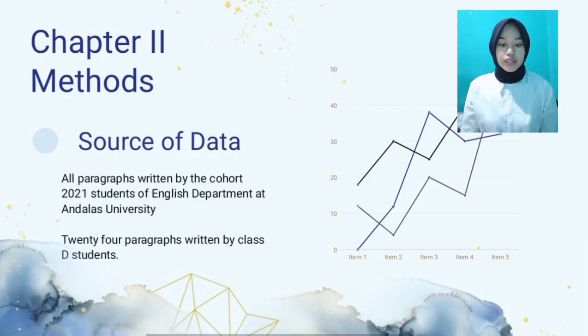And next is chapter 2, method, source of data. The source of data of this research is all paragraphs written by the 2021 cohort students of the English Department at Andalas University. The sample of data is 24 paragraphs written by class D students.